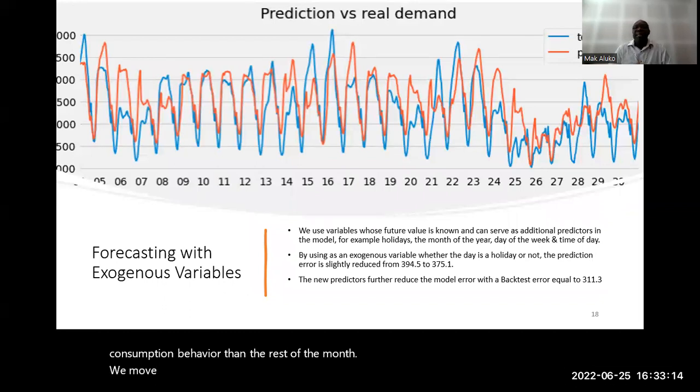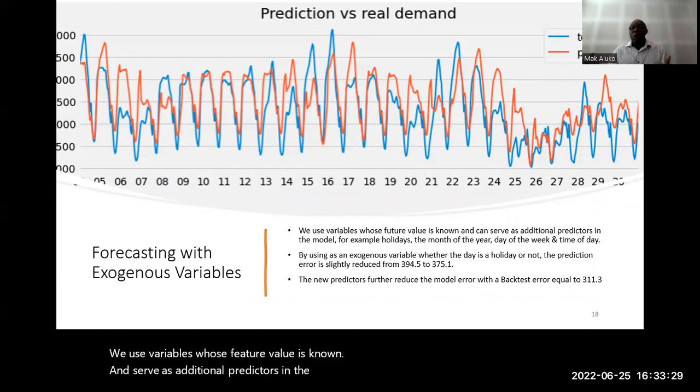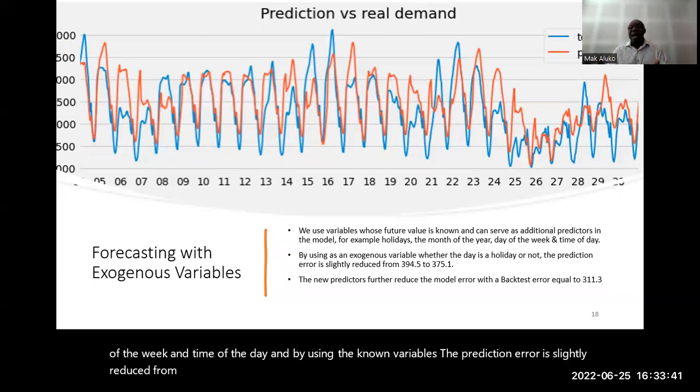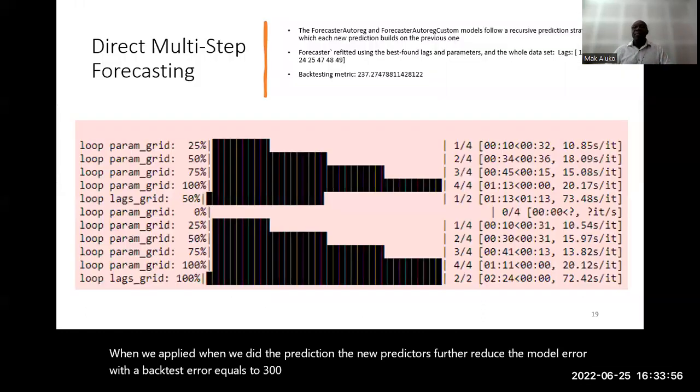We move on to forecasting with exogenous variables, which are basically known variables. We use variables whose feature value is known and serve as additional predictors in the model. For example, holidays, the month of the year, day of the week, and time of the day. And by using the known variables, the prediction error is slightly reduced from 394.5 to 375.1 when we did the prediction. The new predictors further reduce the model error with a backtest error equal to 311.3.